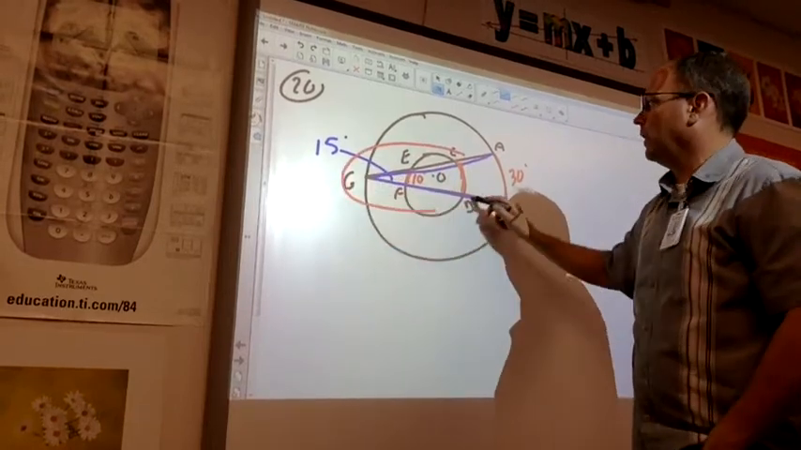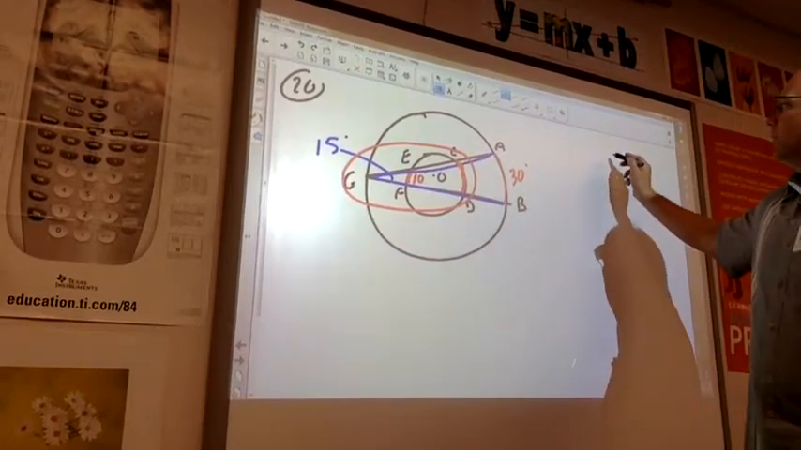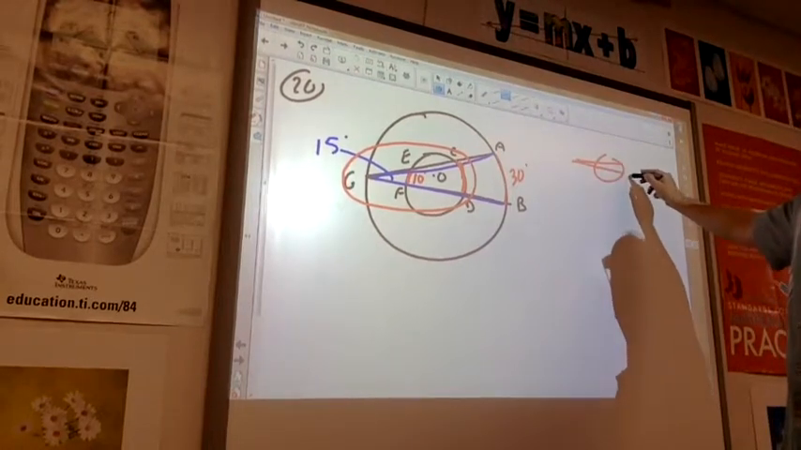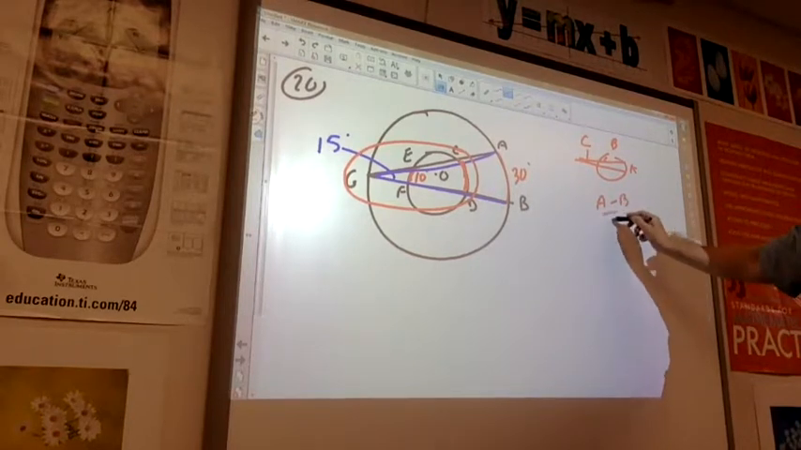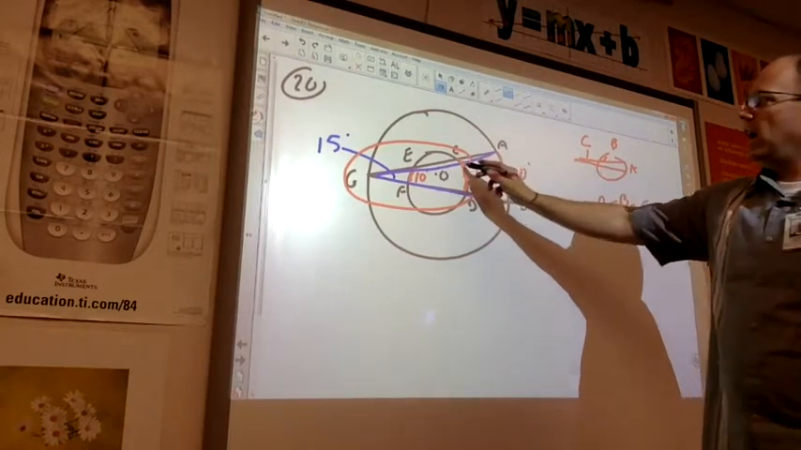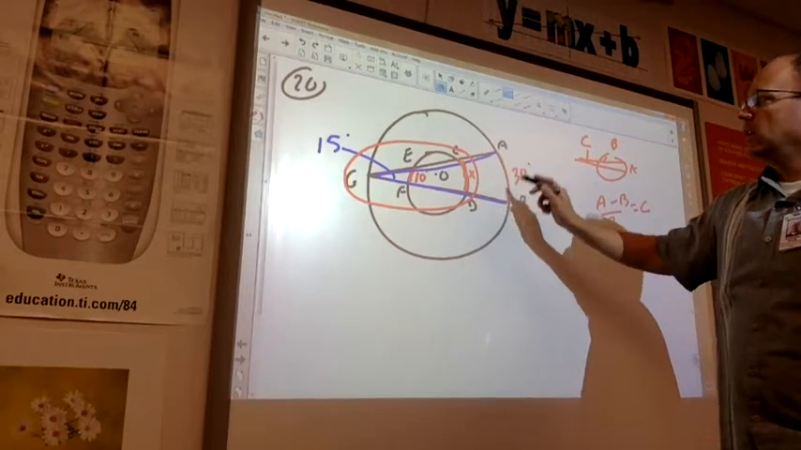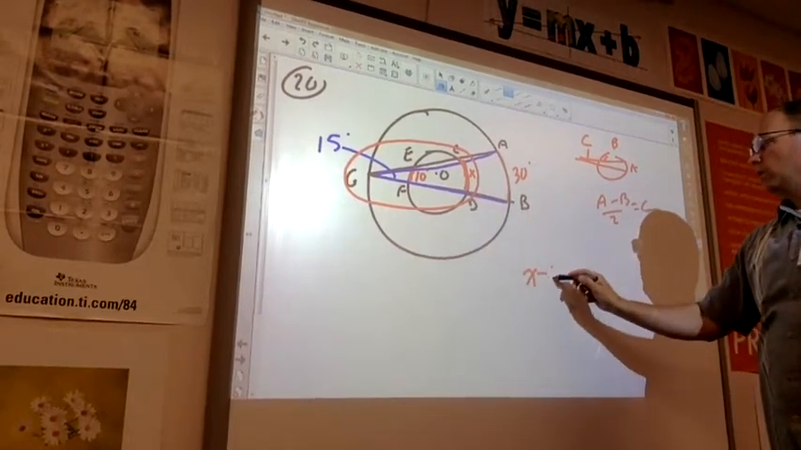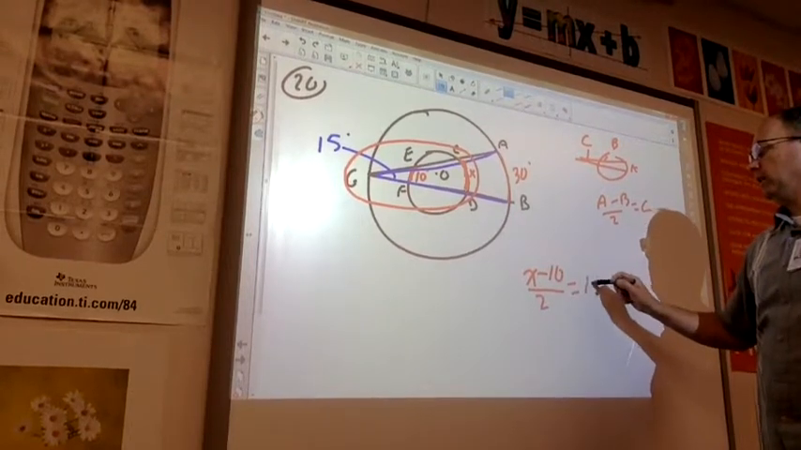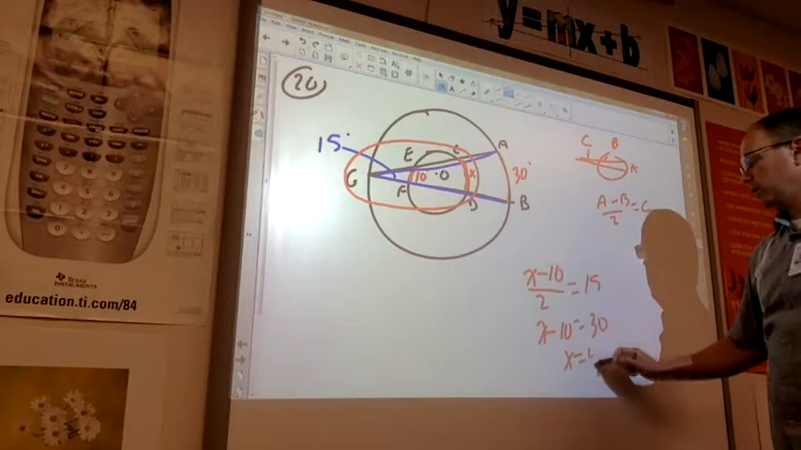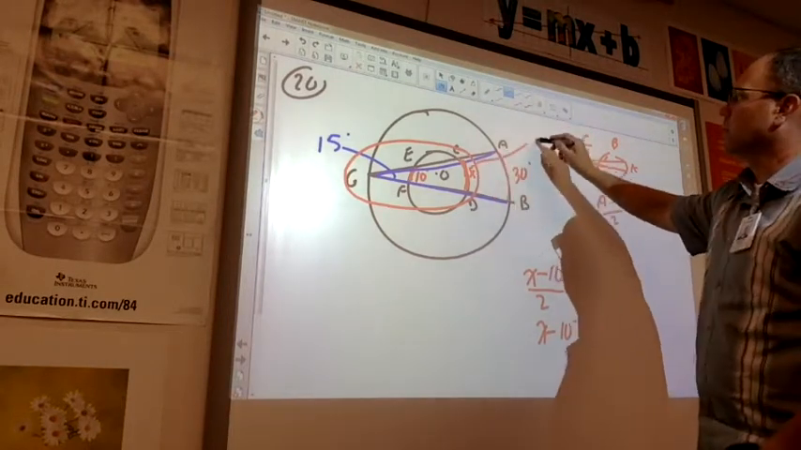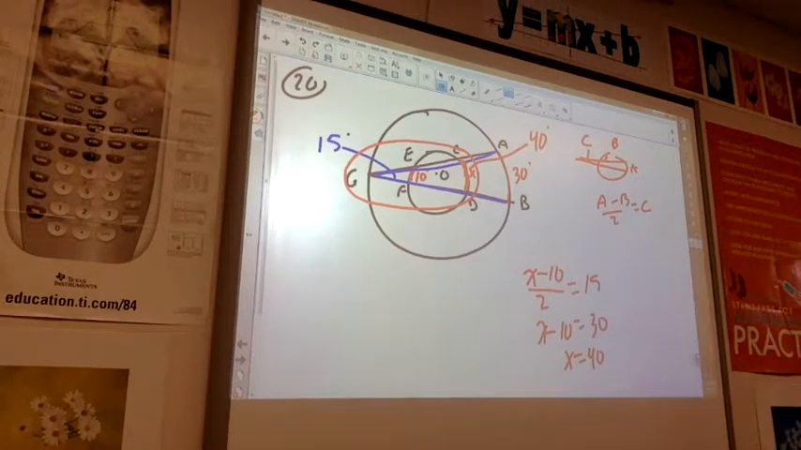Now I can use this information here, and I'm going to remember this. That's A, and that's B right there, and that's C. It's A minus B over 2 equals C. So I'm going to make A be X. X minus 10 over 2 is equal to 15. So X minus 10 equals 30. X equals 40. So this is a 40 degree. And then the central angle to the outside, isn't it just the same? Equal, yeah.